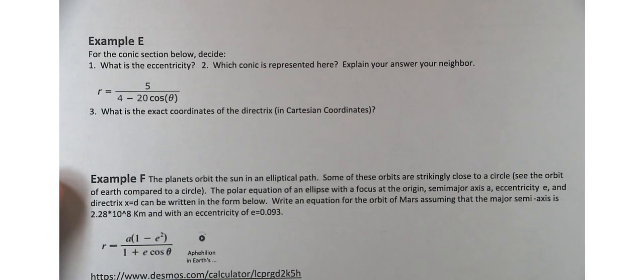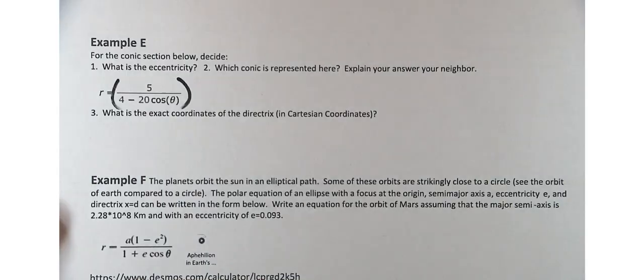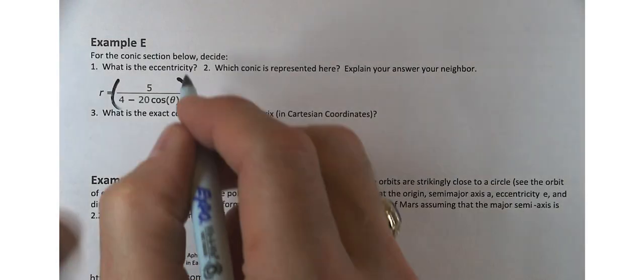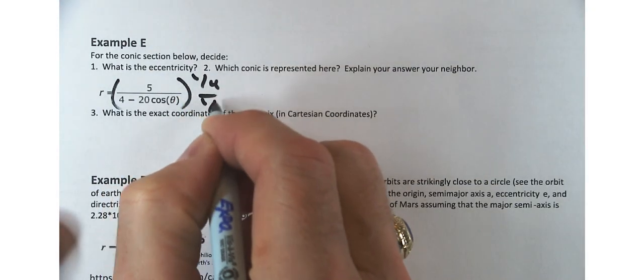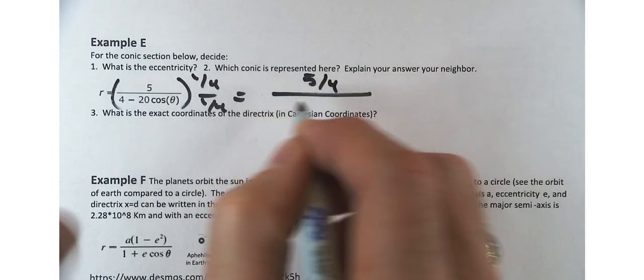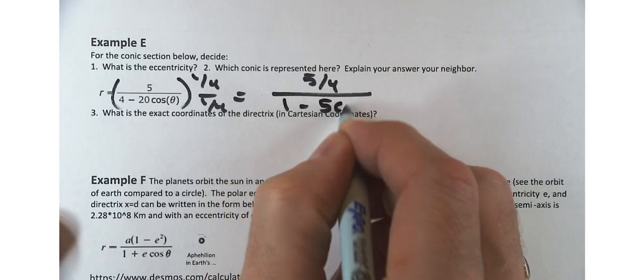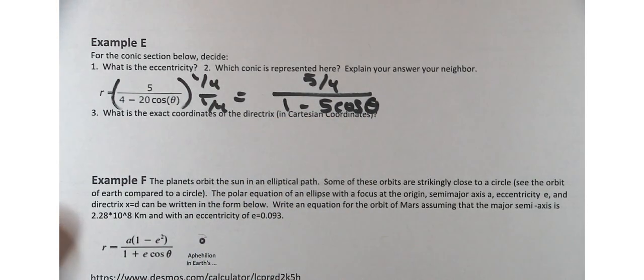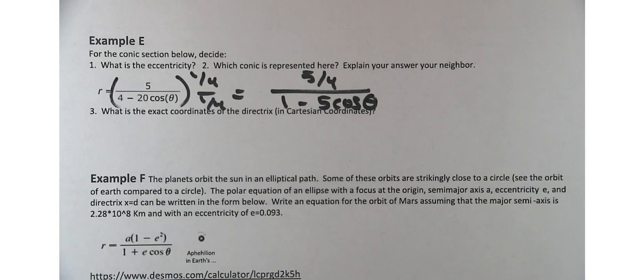So another conic section. How am I going to start out working with this one if I wanted to figure out its eccentricity? Yeah, multiply by 1/4 over 1/4. That's going to give me 5/4 over 1 minus 5 cosine of theta. Now there's a couple things that are going on here.